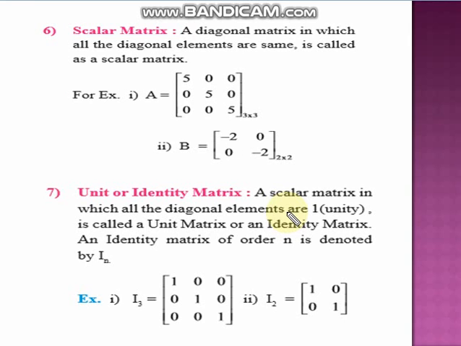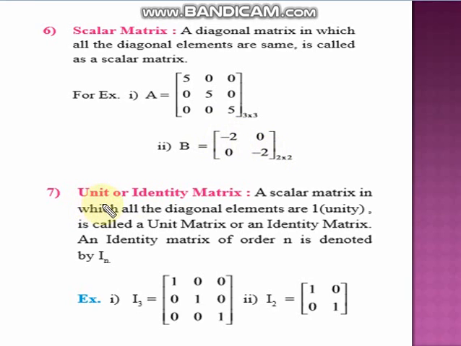Now the next one is a scalar matrix. What the definition says: a diagonal matrix in which all the diagonal elements are same is called a scalar matrix. So first of all the matrix should be diagonal, and in addition the diagonal elements must be same. In the first example, this is a diagonal matrix and you can see that all the diagonal elements are same. Another example, B, is also a diagonal matrix and all the diagonal elements are equal, that is -2. So this is known as a scalar matrix.